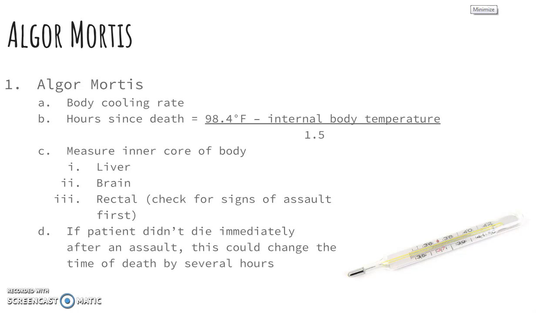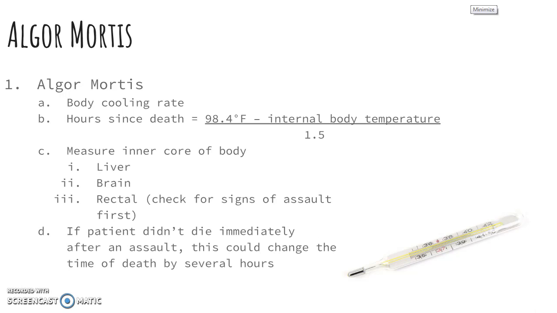It's a fairly easy equation to use. You just have to take the internal body temp. In order to measure the body temp, you can't put a thermometer in the corpse's mouth and expect them to hold it under their tongue for a minute. You are actually going to test the core of the body by either putting a temperature probe into their liver or into their brain itself. Most of the time it'll be liver.